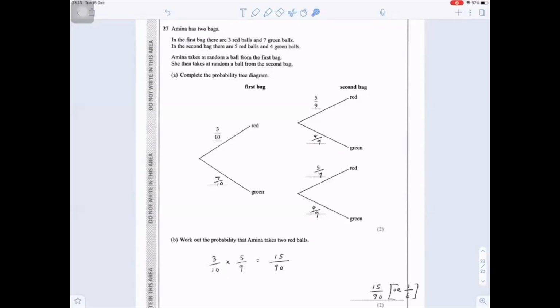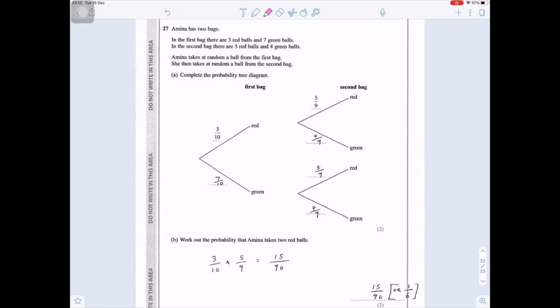Question number 27. Amina has 2 bags. In the first bag, there are 3 red balls and 7 green balls. In the second bag, there are 5 red balls and 4 green balls. Amina takes at random a ball from the first bag. She then takes at random a ball from the second bag.